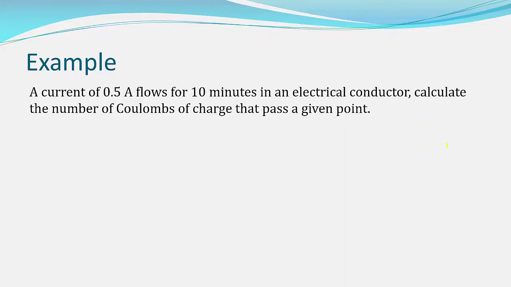Okay, now for another example. A current of 0.5 amp flows for 10 minutes. Calculate the number of coulombs of charge that pass through a given point. So if you start with that equation again, I equals Q over T, you will need to rearrange it, but you should be able to solve it. Have a go.